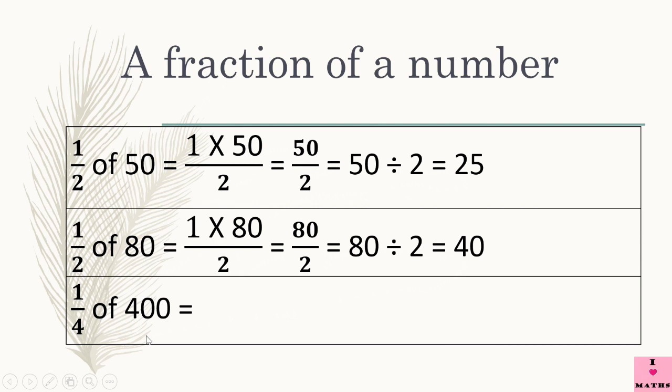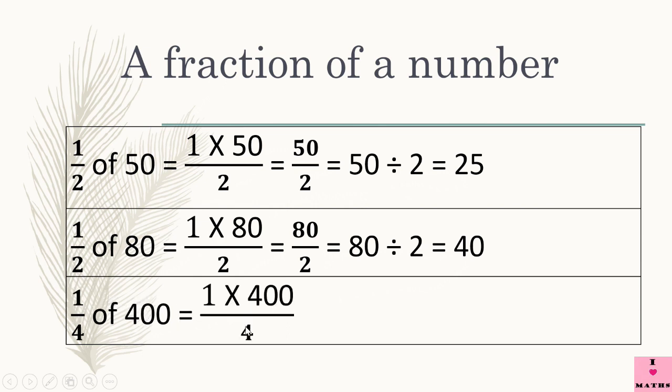Okay, let's proceed further. 1 upon 4 of 400 means 1 upon 4 multiplied by 400. 1 into 400 is 400 upon 4. This means 400 divided by 4, which gives us a quotient 100. So 1 upon 4 of 400 is 100.